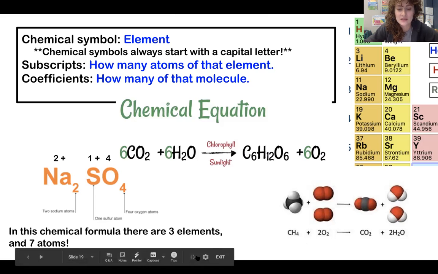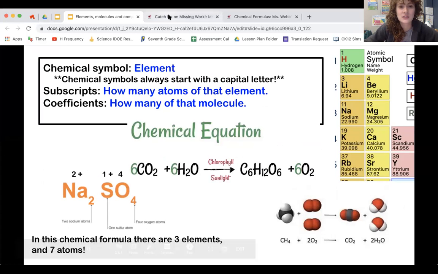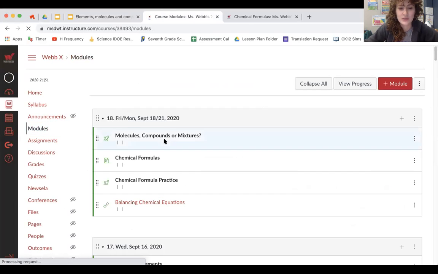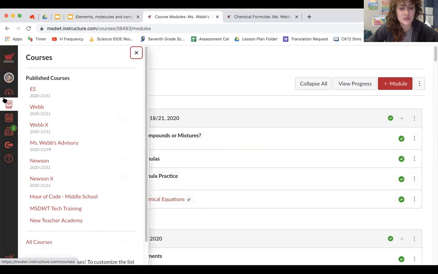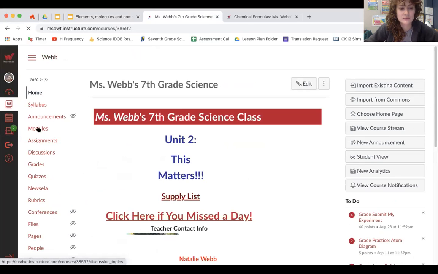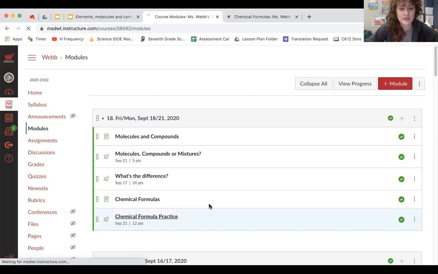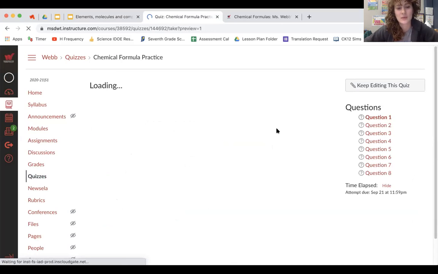Okay, so let's take this and let's apply it in our activity called, let's see, we're in module 18. We're going to do the activity called Chemical Formulas Practice. All right, so this is down at the bottom, 12 points. So let's try a couple of these.